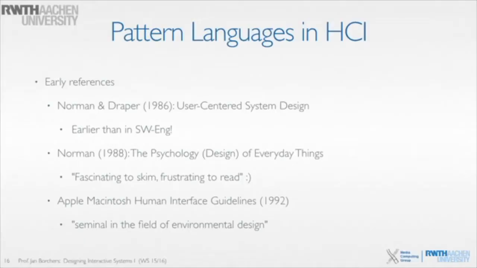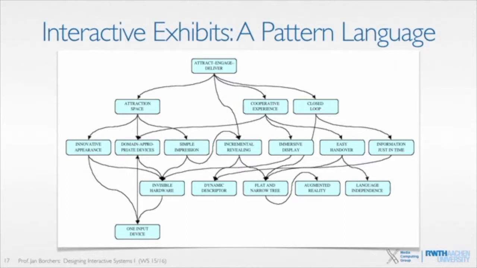We find patterns in HCI actually fairly early on. As soon as, sort of, The Psychology of Everyday Things actually talks about it in the extension. It says that patterns are a very nice way of capturing design experience. And you can find them in the Mac Human Interface Guidelines as well. And here's an example of a pattern language that I wrote many years ago on music exhibits, partly inspired by this work on personal orchestra, world beat, and those kinds of things.